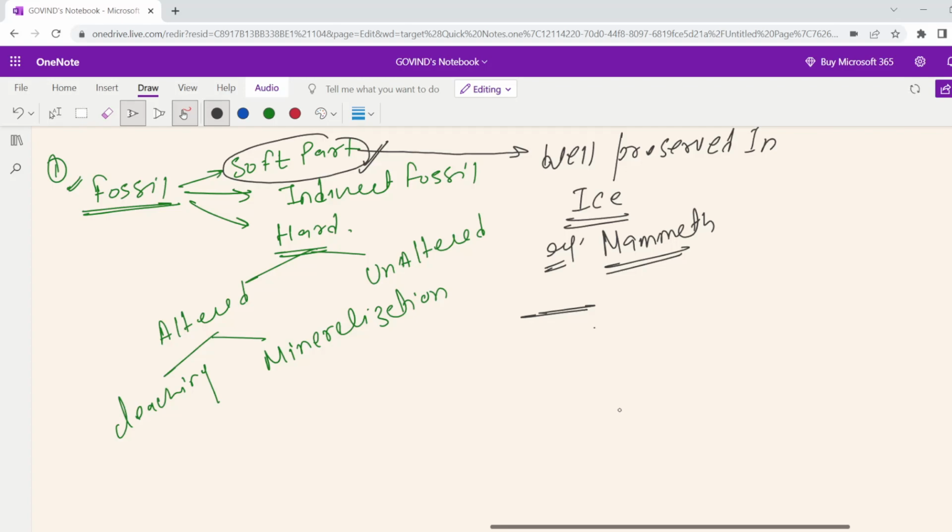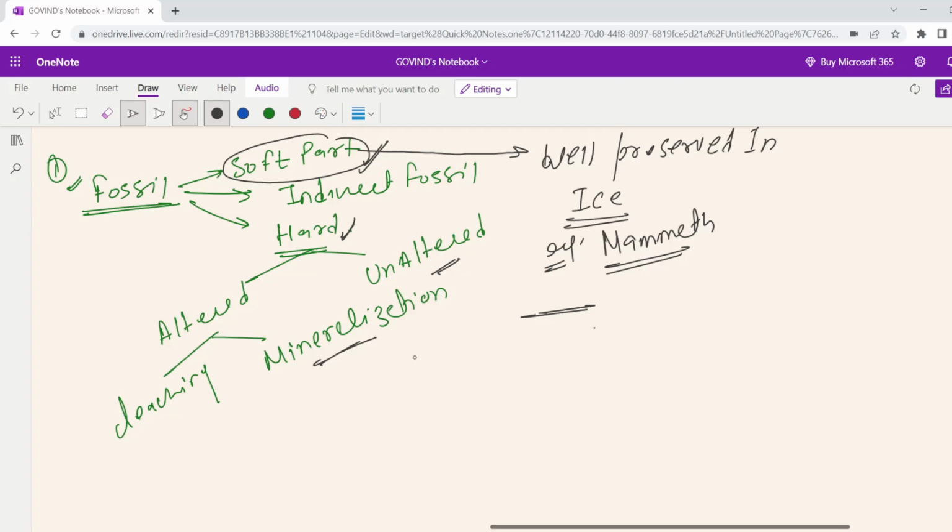If I talk about hard parts, they can be present in the same composition, unaltered. Suppose we get a bone, and the bone is unaltered in the same composition, that is well and good. But if it is altered, it can be altered due to leaching or due to mineralization. So how does mineralization occur? Mineralization means that instead of the actual part of the fossil, some kind of chemical is deposited. That is what exactly it is.